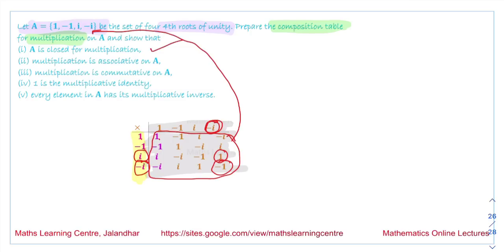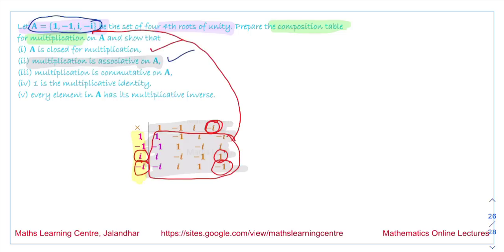Next we have to prove that it is associative. We know that multiplication is associative on A. Why? Because when we are talking about associativity in case of complex numbers, complex numbers are associative under multiplication. So all these numbers are complex numbers, so we can deduce that for this set A, the operation multiplication will be associative.